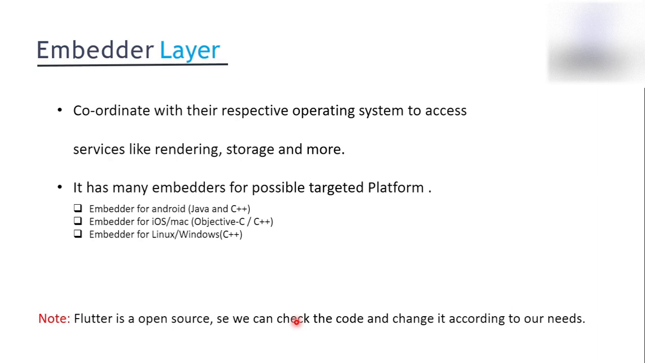Now we will try to understand the theory parts. The embedder layer coordinates with its respective operating system. So what is the respective operating system? If we set up for Windows, then the respective operating system is Android. So this embedder layer coordinates with its respective operating system. For example, the embedder layer coordinates with the Android operating system.